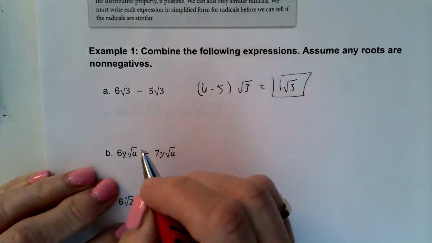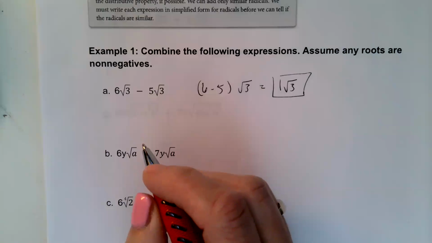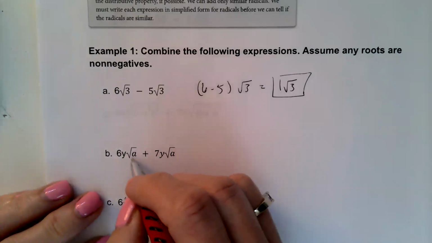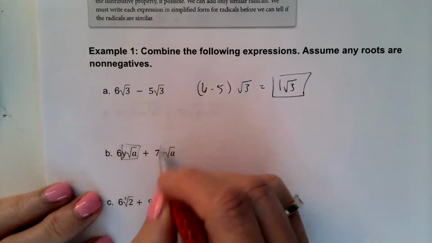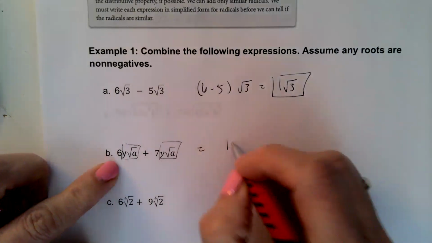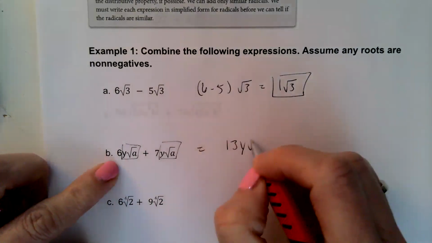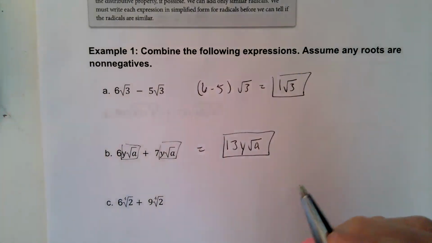Now we're looking at only the variable pieces. So we have y times the square root of a and y times the square root of a. We have 6 plus 7 of those. So we really have 13 of those y times the square root of a. That's what makes them like terms.